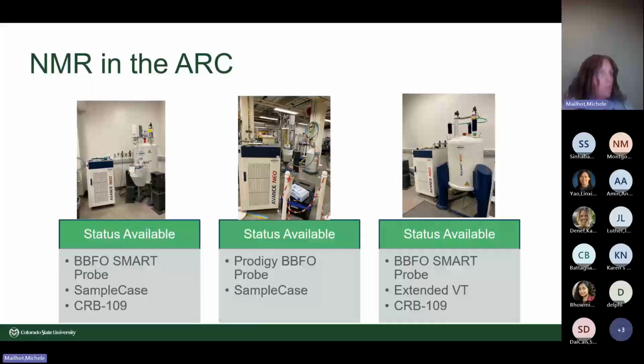So then I was going to go through the arc and what we currently have. So the arc is split between Bruker and Barium.